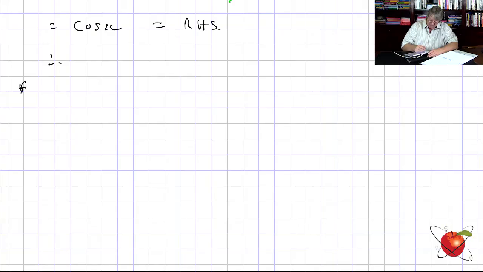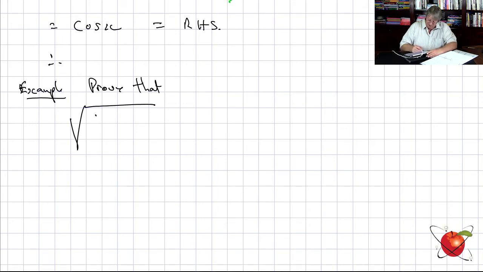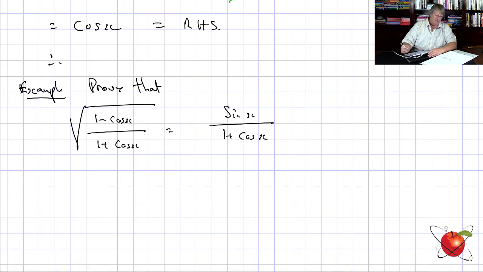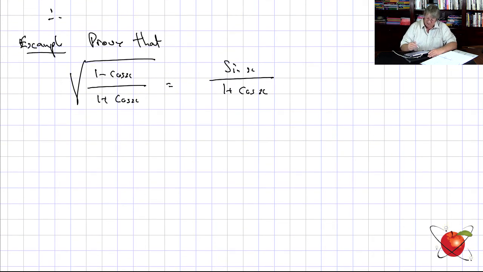I agree. Okay. Let's have a look at this. They say prove that. Example. Prove that the square root, this is quite a toughie, the square root of 1 minus cos x over 1 plus cos x is equal to sine x over 1 plus cos x. Right. Okay. Left-hand side, let's start with this thingy. Left-hand side is there. Okay.